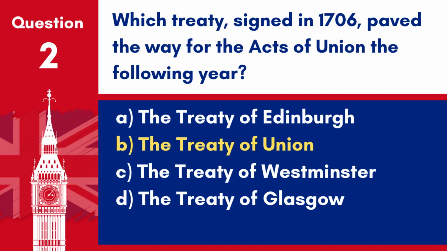Answer. B. The Treaty of Union. The Treaty of Union signed in 1706 paved the way for the Acts of Union in 1707, which officially united the kingdoms of England and Scotland.